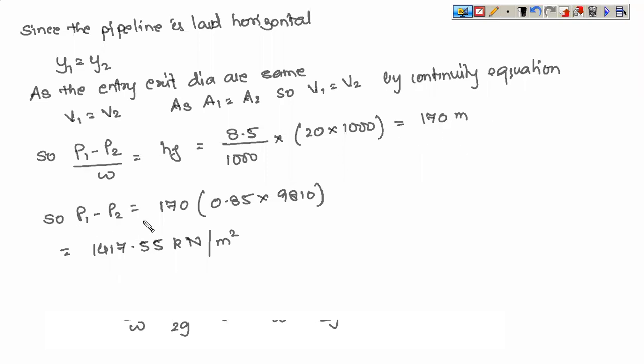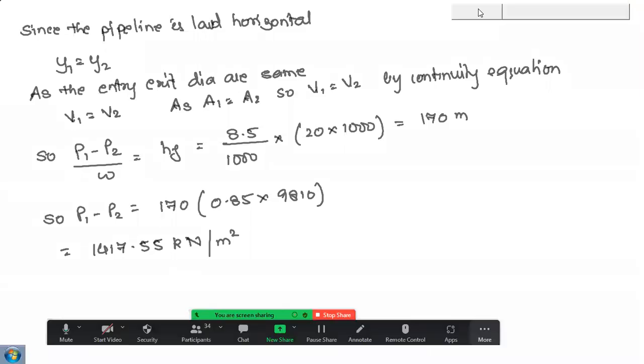So P1 minus P2 by W is equal to 170. So P1 minus P2 is equal to 170 multiplied by the oil's specific gravity, which is given as 0.85, multiplied by 9810. This is equal to 1417.55 kilonewton per meter square. So this is the total loss of head or change in pressure that will take place between two pumping stations. Okay.